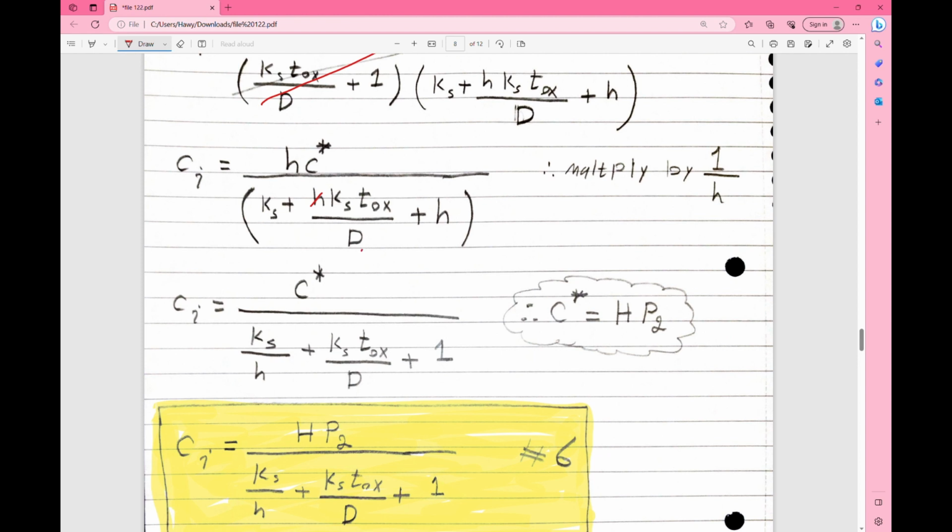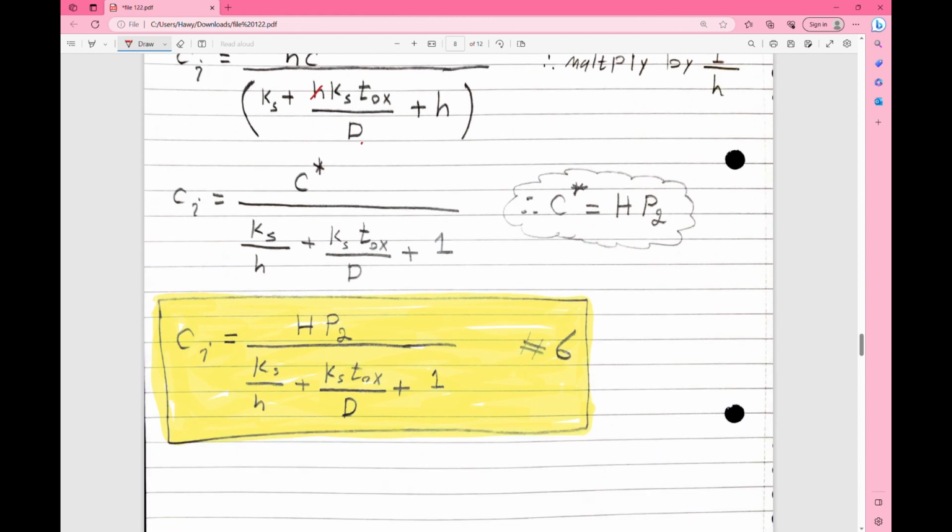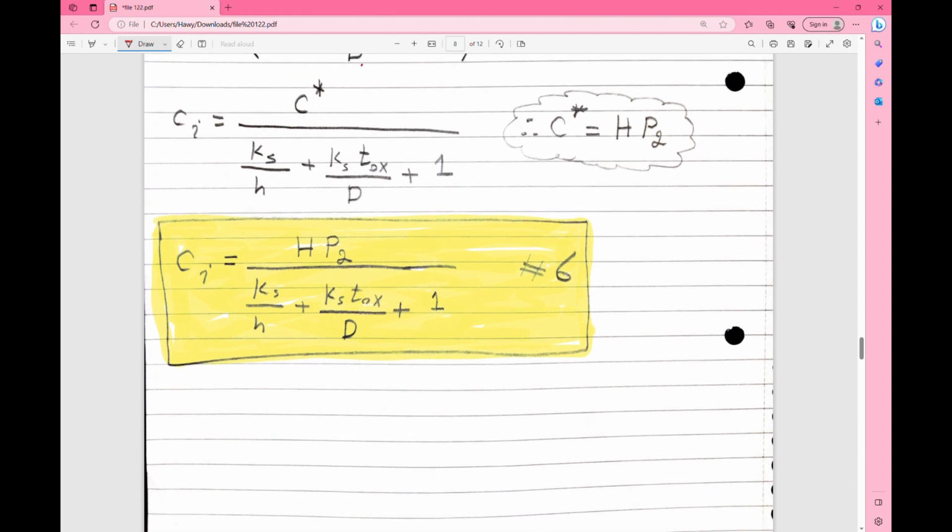You should know that C star is the Henry coefficient in the Pj. What is Pj? If you go back, it is the partial pressure. It is the Henry gas law constant in partial pressure. So we just put what C star equals here. It will be a form like this, and we will call it equation 6.